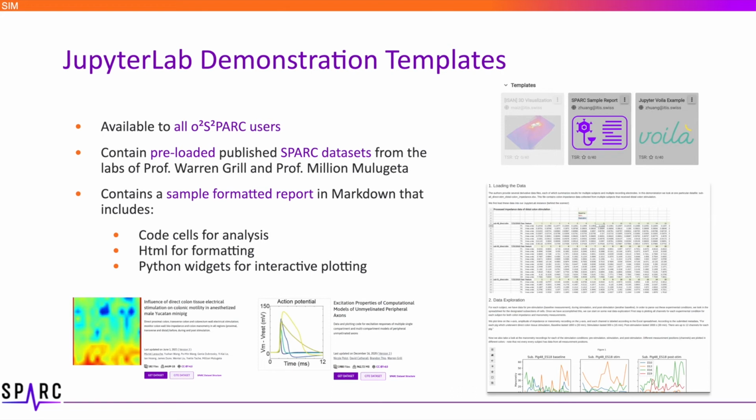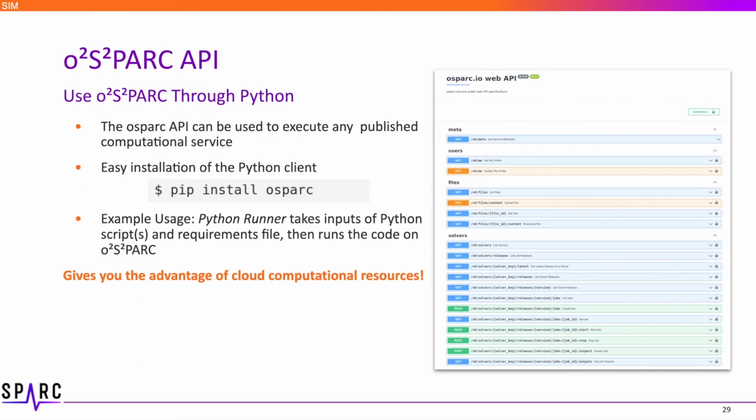One application that we have is running o²SPARC through Python scripts. And for that, we created the o²SPARC API. The o²SPARC API can be used to execute any published computational service. And it's very easy to install the Python client. You just do a pip install for Python users. And this is really useful because you can run jobs on o²SPARC without accessing the web platform at all.